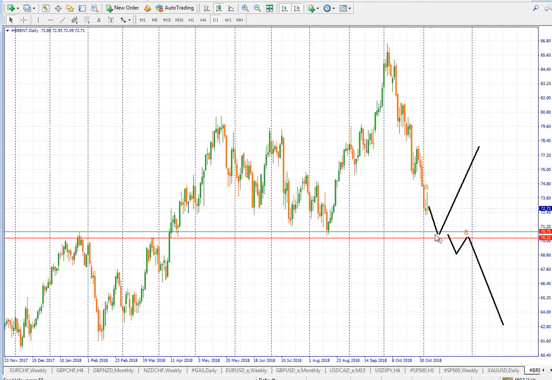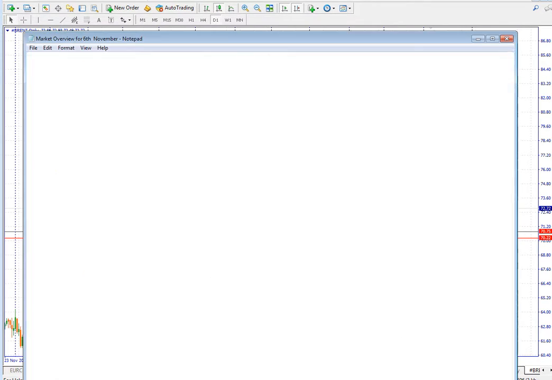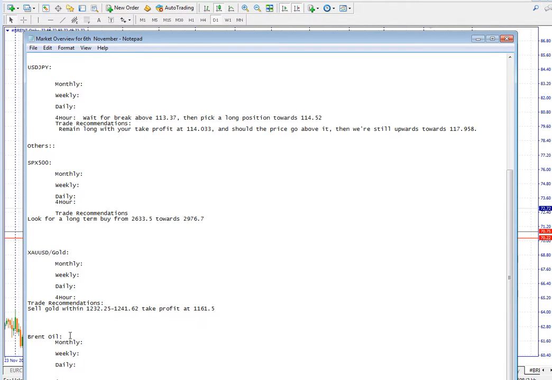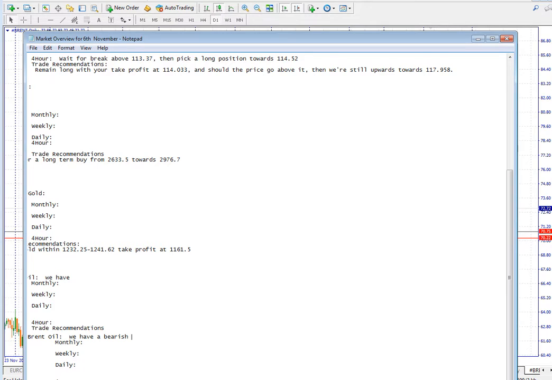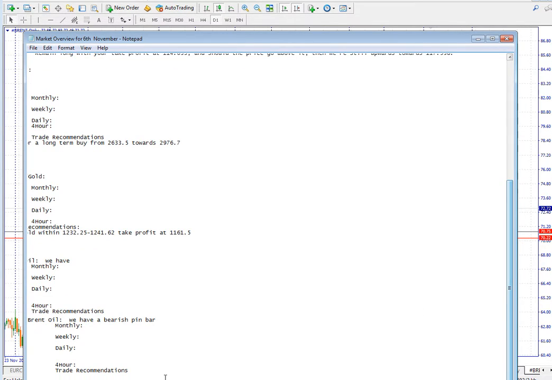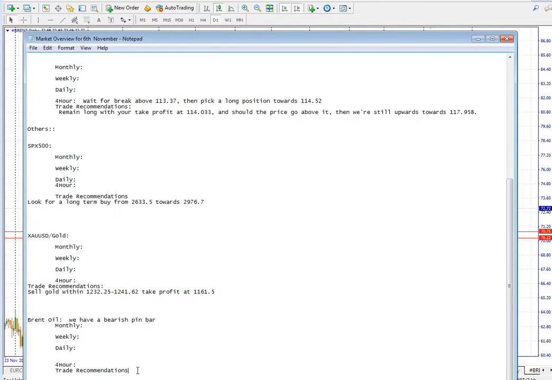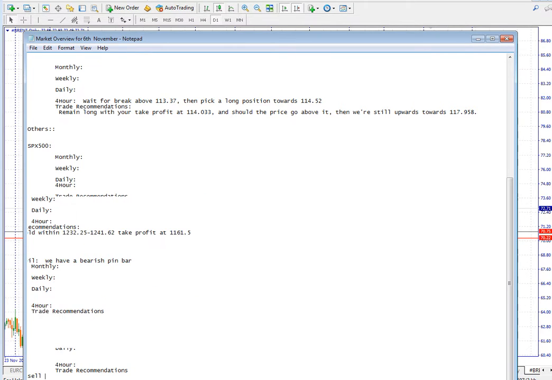We either wait for a buy here or we wait for a sell. So the most important thing to say now is that we have a bearish pin bar. So we recommend sell Brent oil.